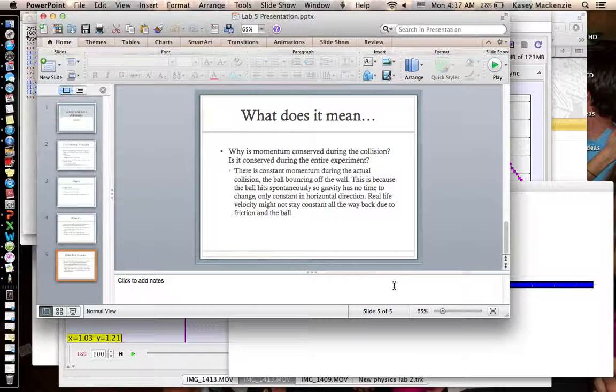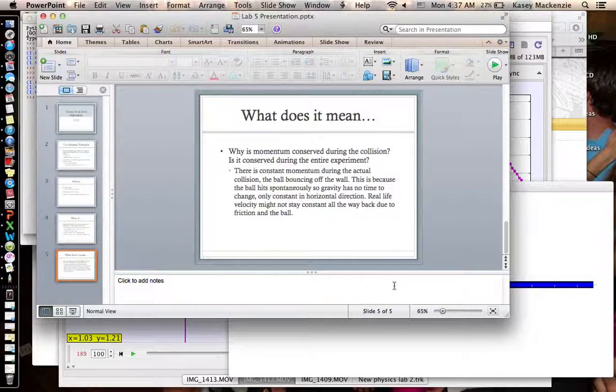When you're looking at just that, the ball's going to hit the wall so spontaneously that gravity has no time to change. So therefore, the momentum is constant, as is the energy conserved, because work is equal to 0. But this is only constant in the horizontal direction because you can't look at the force of gravity.